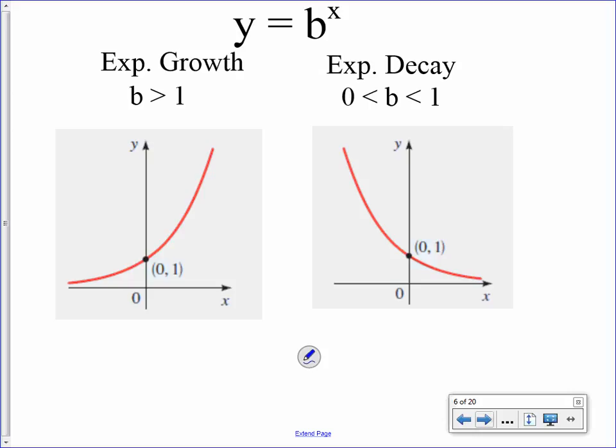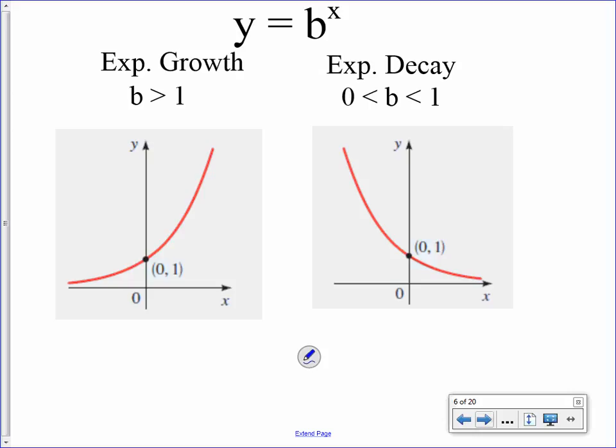And it really depends on the base. If the base is greater than 1, then the graph is going to be an exponential growth graph and look like the one on the left. If b is a fraction between 0 and 1, then the graph is going to be an exponential decay graph, or it'll look like the one on the right.